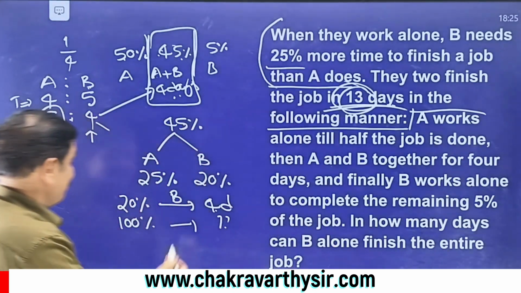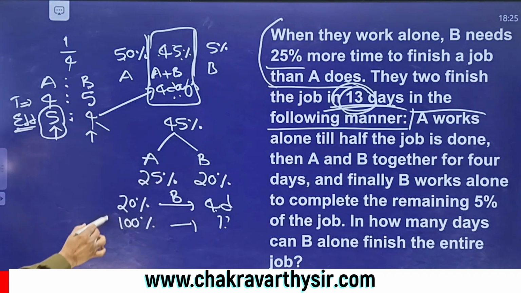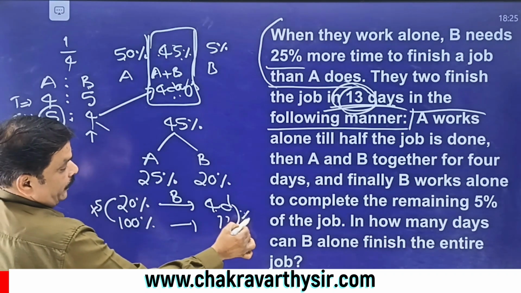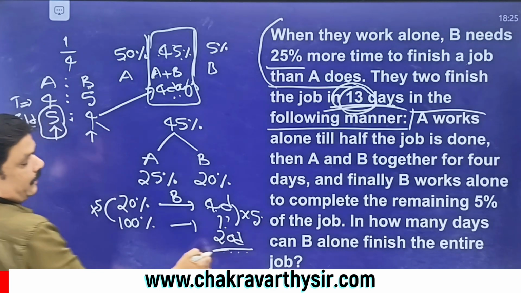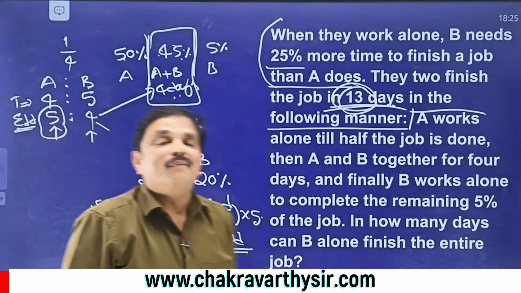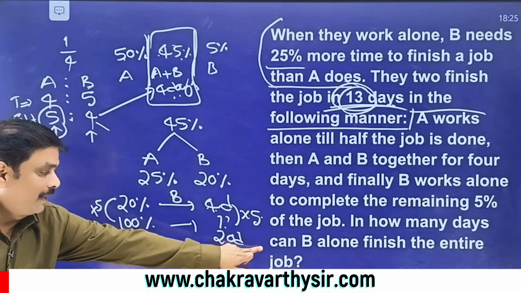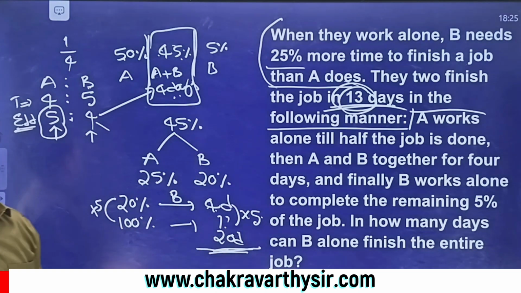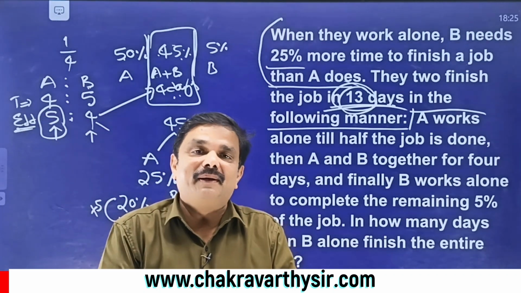Very simply, I can say this is 100 by 20 into 4. Otherwise, simply 5 times. Then my answer is 4 into 5 times. That is 20 days. And how many days can B alone complete the work? B requires 20 days to complete the entire work. This is the way, students, to complete the question.